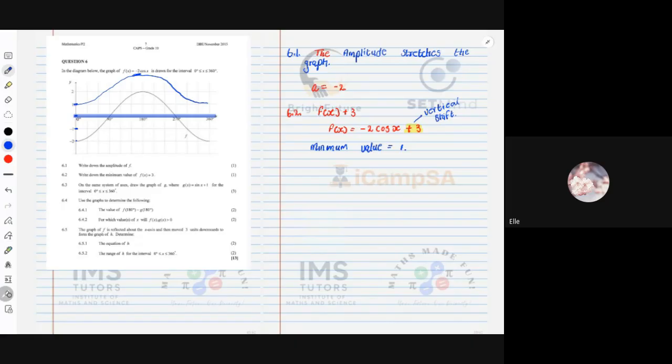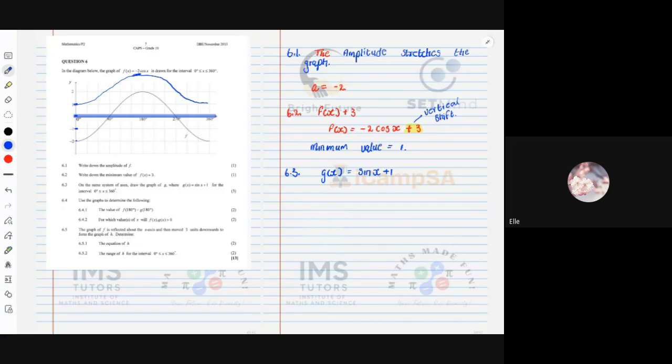Okay. So what are they saying now? On the same set of axes, draw the graph of g, where g is equal to sine x plus 1, for the interval of 0 to 360 degrees. So we're still using the period of 0 to 360 degrees. 6.3, draw the graph of g at x is equal to sine x plus 1.